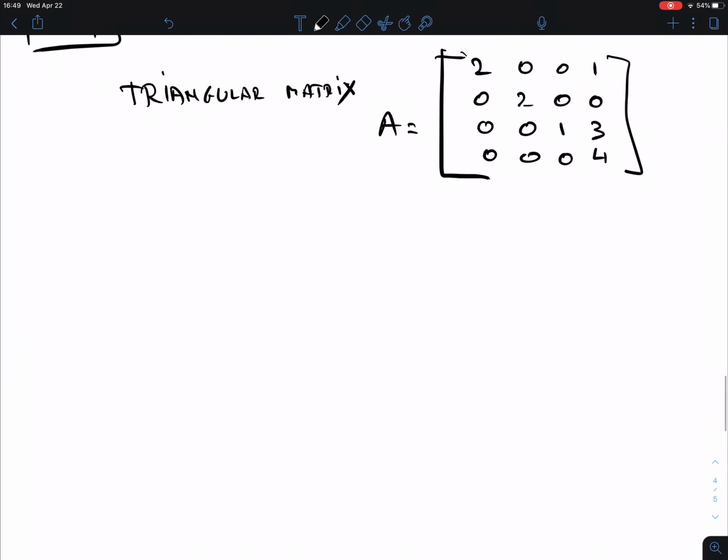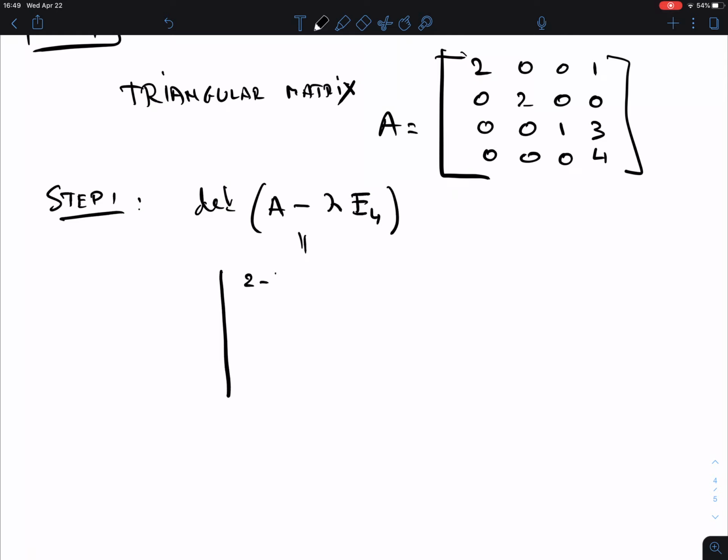So step 1 is again to get the characteristic equation. That means the determinant of A minus lambda I4 in this case. But that's just a fancy way of saying take this matrix and subtract lambda from the diagonal. You see that? Okay.